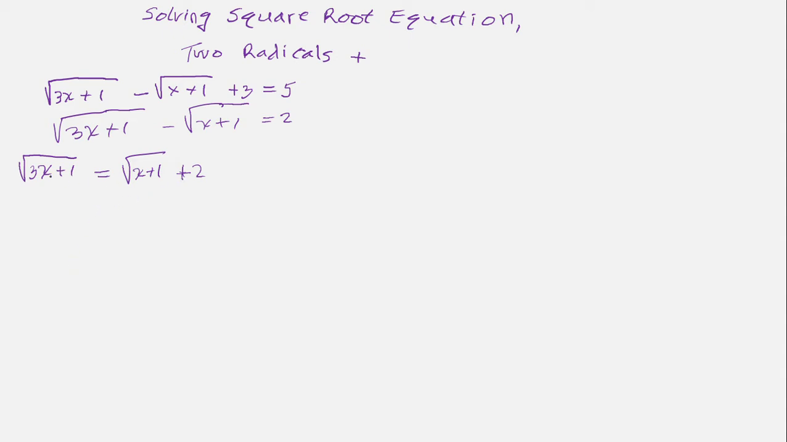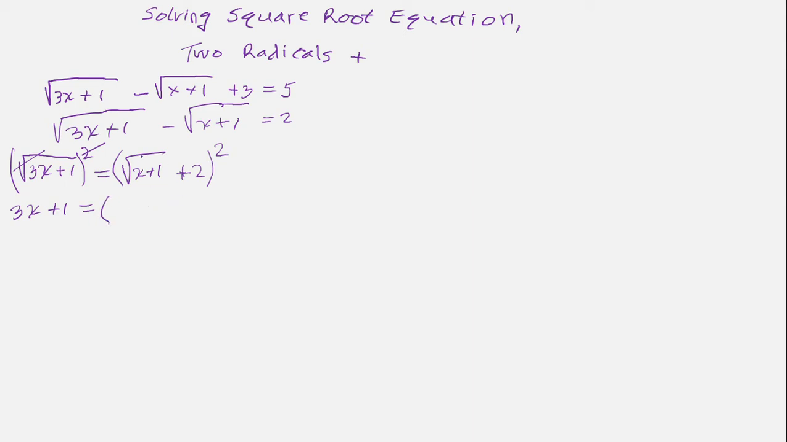Now that we separated the roots, what we can do is square both sides, because that's going to help us simplify at least one of the roots. So if we square it like that, then this square is going to remove the root completely. So this is 3x plus 1. But here, this square will not remove the root because the root is not by itself. There is a plus 2 here. So instead of canceling the root, this is what is going to happen.